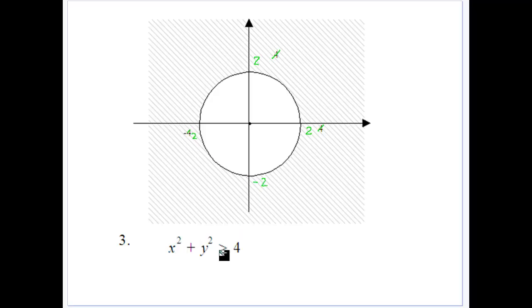So x squared plus y squared is greater than or equal to 4. Now, again, test the values. If I test 0, 0, which is inside the circle, now we're either going to shade inside the circle or outside the circle. 0 squared plus 0 squared. Is that greater than or equal to 4? 0 is not greater than or equal to 4, is it? So that doesn't work. 0, 0 is not in the region, so we shade the outside of the region. So that's why that part is shaded.